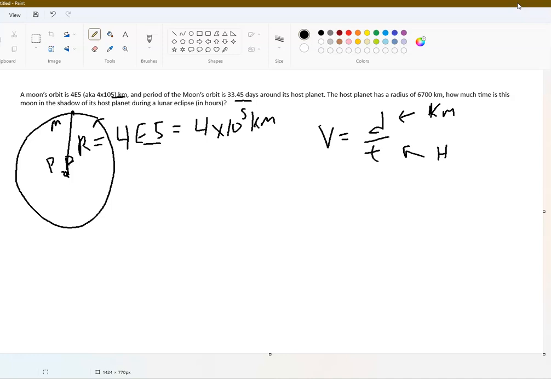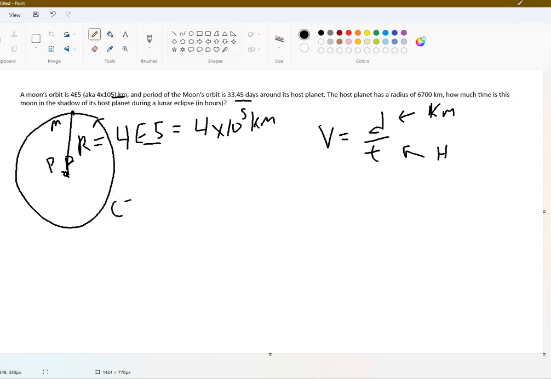Notice in the second part, they give us the radius of the planet, and it asks how much time this moon is in the shadow of its host planet during a lunar eclipse. Remember, a lunar eclipse is when the moon is in the shadow. Of course, it could be any planet. This is just some made up planet, and made up moon for that matter.